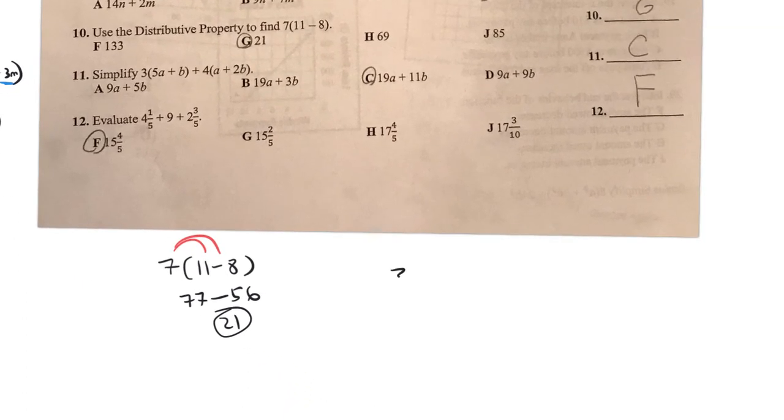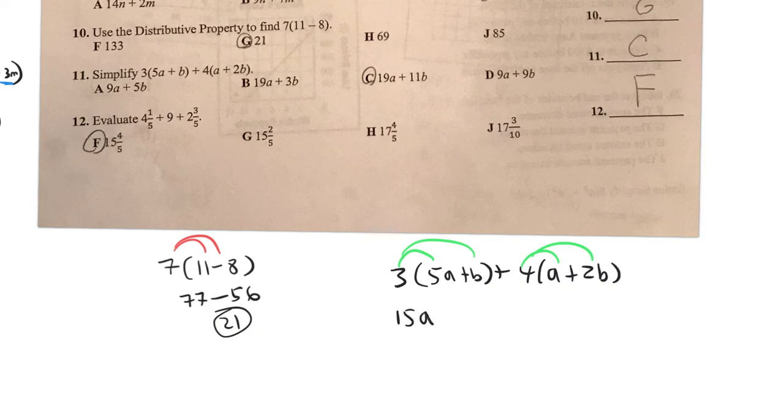Problem number 11. Simplify that. Well, this one, they definitely want us to use the distributive property. You could totally tell just by looking at it. You have numbers on the outside of parentheses, so distribute, distribute, distribute, distribute. We're going to do that. 3 times 5a, 15a. 3 times b is 3b, so it's going to be plus 3b. 4 times a is plus 4a. 4 times 2b is plus 8b.